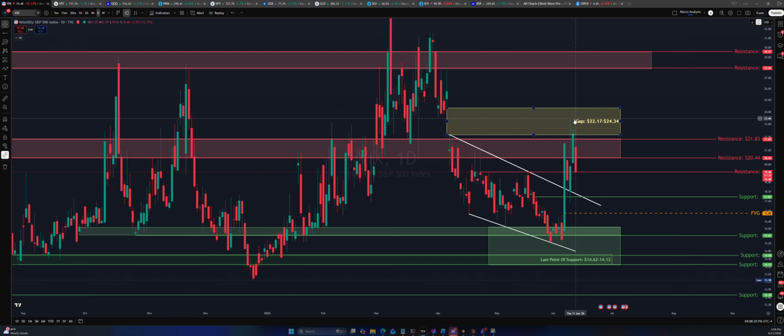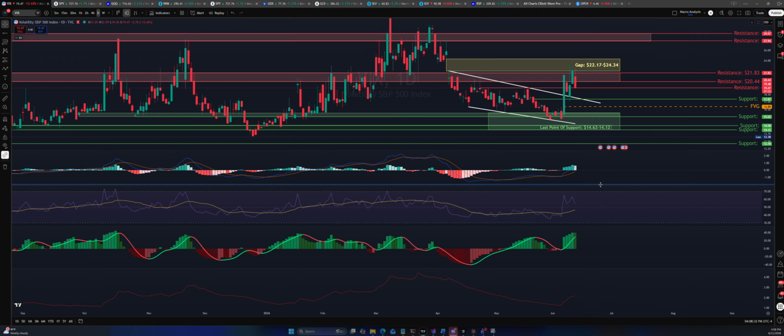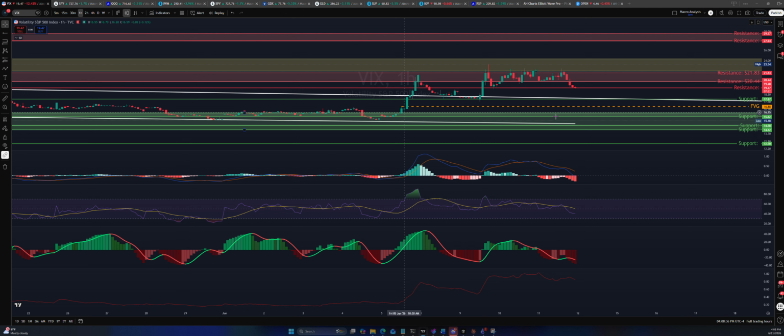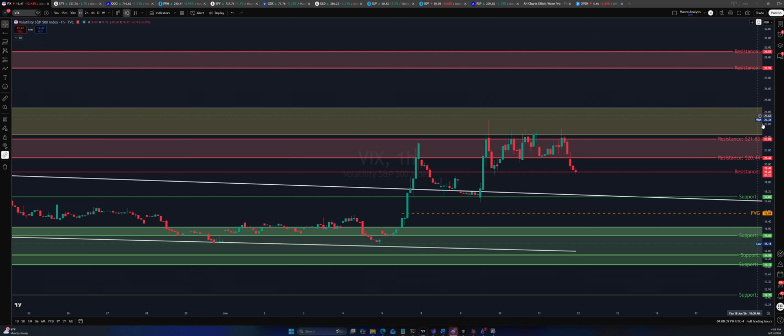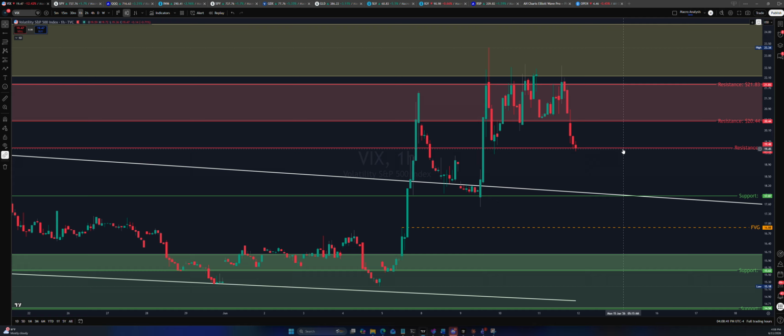Now, VIX came up, it kind of filled that gap, and it's rejecting a key resistance level. What that tells me is that I could expect some downward pressure on VIX. And if there's some downward pressure in VIX, that's going to put upward pressure on the overall market. Will that happen for sure? I don't know. Nobody knows. But if you're looking at this over here, this is a distribution top on the 1 hour.